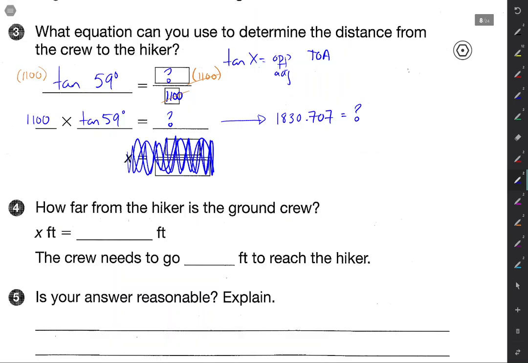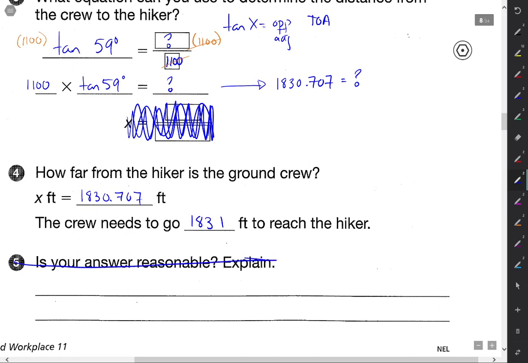In part 4, it says how far is the hiker from the ground crew? It would be 1,830.707 feet. So the crew needs to go, we'll just round it up, 1,831 feet to reach the hiker. And for part 5, we are just going to skip that.